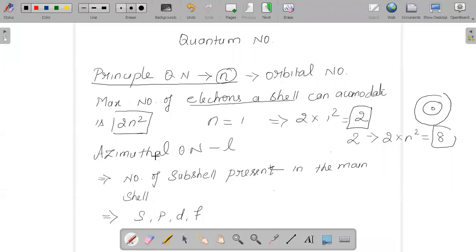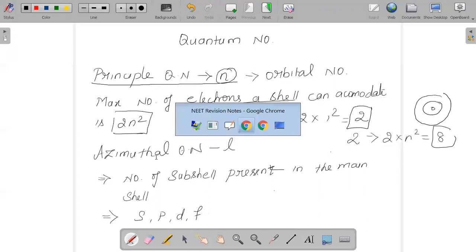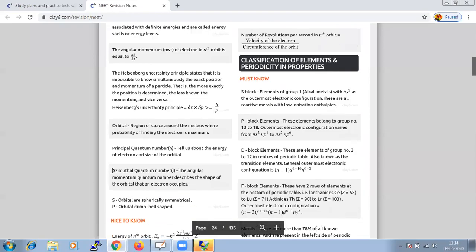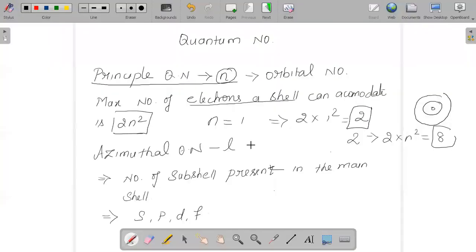In the same way, we have the next quantum number, the azimuthal quantum number. What do we understand from the azimuthal quantum number? An azimuthal quantum number is denoted with the symbol l. It describes the shape of the orbital that an electron is going to occupy. In simple terms, this is the shell, and the azimuthal quantum number will help you find the number of subshells present in your main shell.